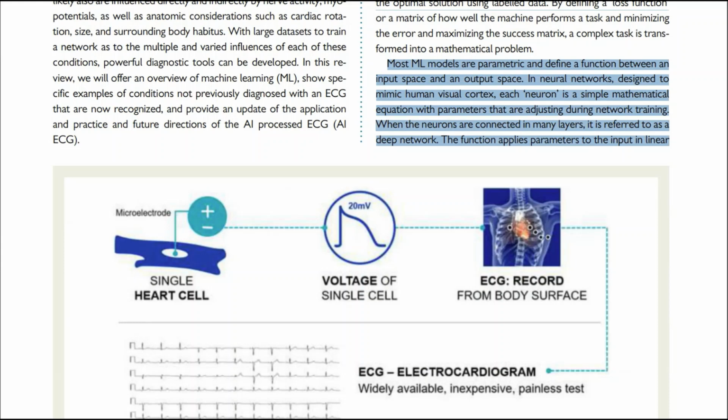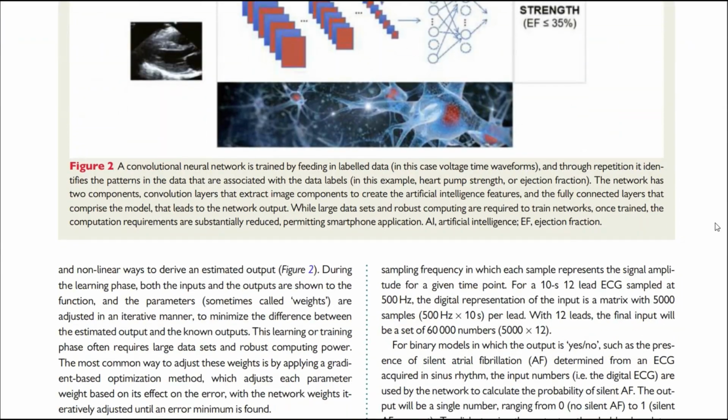Most ML models are parametric and define a function between an input space and an output space. In neural networks, designed to mimic the human visual cortex, each neuron is a simple mathematical equation with parameters that are adjusted during network training. When the neurons are connected in many layers, it is referred to as a deep network. The function applies parameters to the input in linear and nonlinear ways to derive an estimated output.